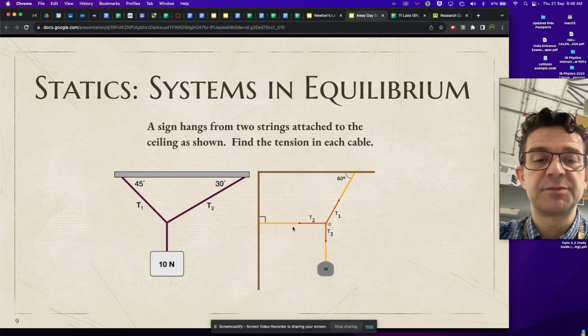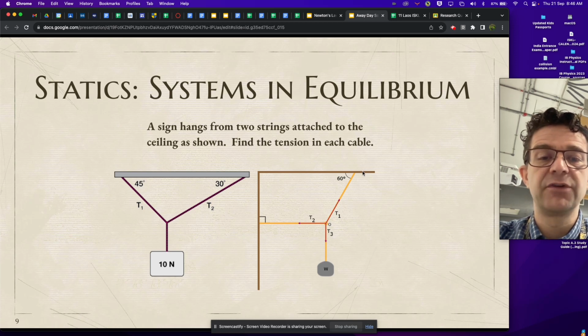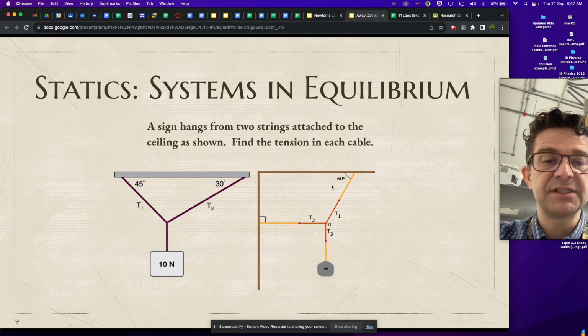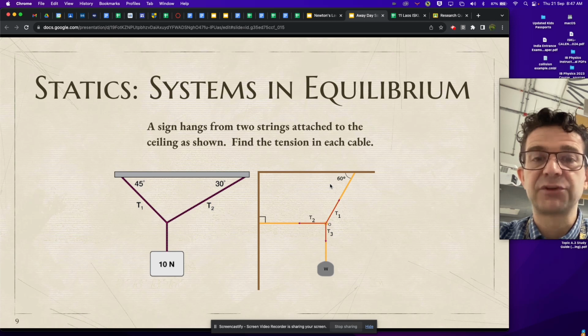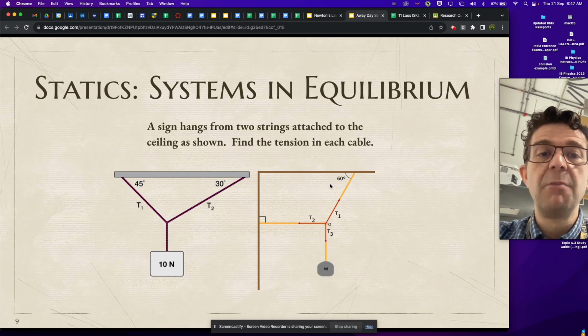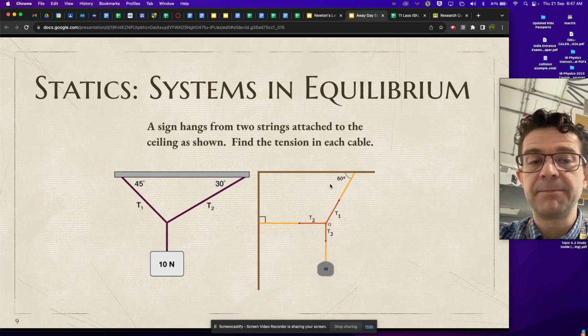We have a second version of this problem where there's a weight W pulling down on a string, creating tension 3, and a horizontal string and a string at an angle of 60 degrees with tension 2 and tension 1. And the question is to find the tension in each cable. I'll go through solutions in just a moment. You should try drawing the free body diagram, labeling the values of the forces that you know or their components, and then working with Newton's first law that the sum of the forces has to be 0, both horizontally and vertically.